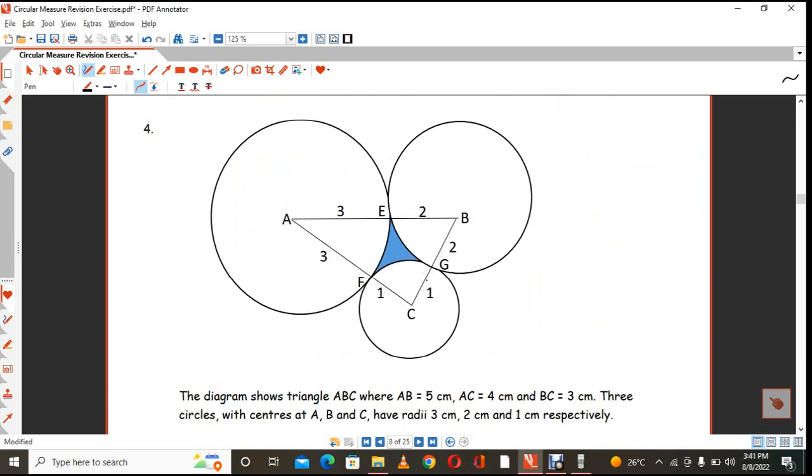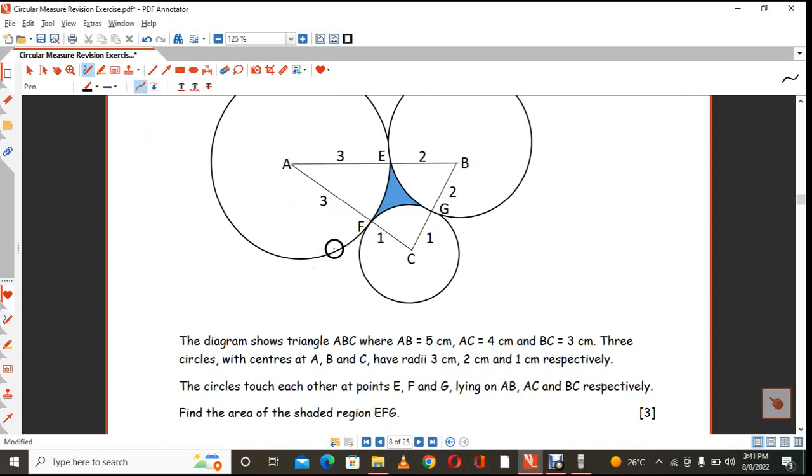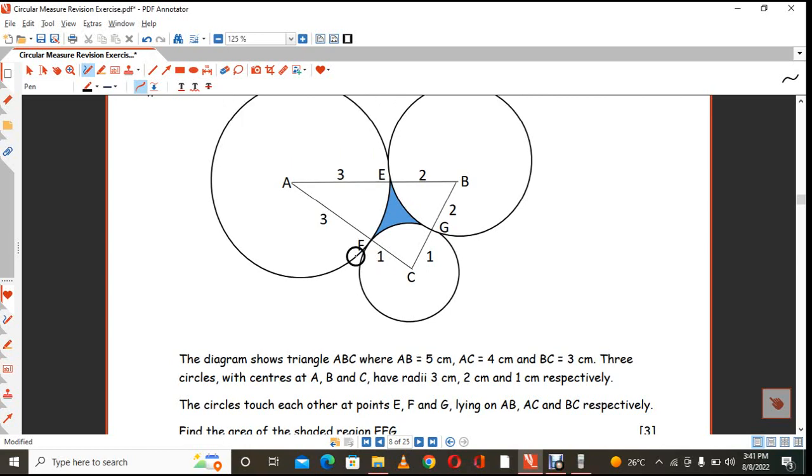You have a diagram here. The diagram shows triangle ABC where AB is equal to 5, AC is equal to 4, and BC is equal to 3 centimeters respectively. Three circles with centers at A, B and C have radii 3 centimeters, 2 centimeters, and 1 centimeter. The circles touch each other at the various points indicated, and those points lie on the lines AB, AC, and BC. We're supposed to find the area of the shaded part. Now, don't assume for now that this triangle is a right angle triangle, although it is one.